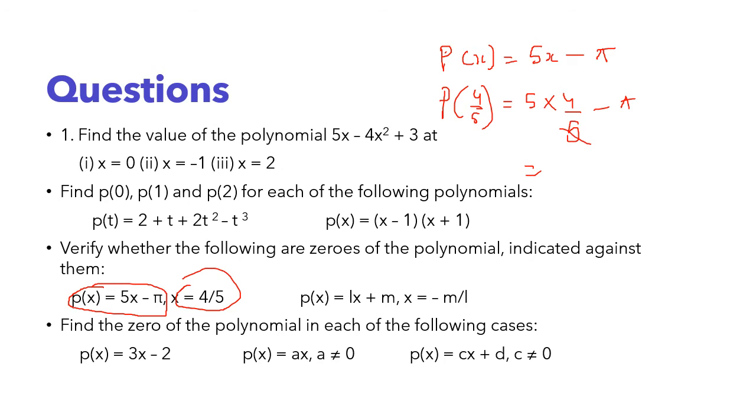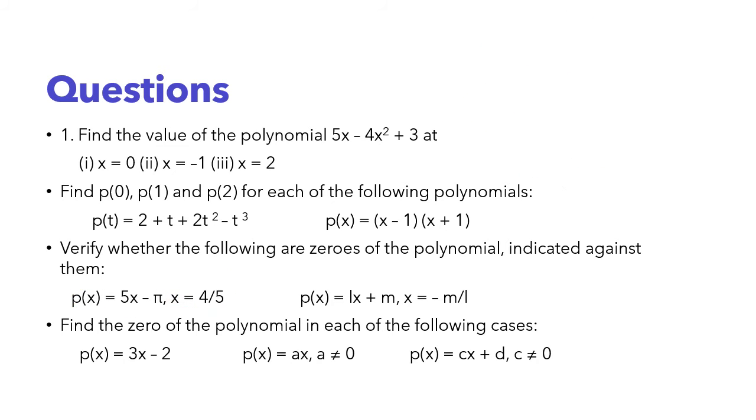So 5 gets cancelled. 4 minus 5, is it equal to 0? No, 4 minus 5 is not equal to 0. So 4 by 5 is not a zero of the polynomial 5x minus 5. So it is not a zero of the polynomial. Let's do the next one.